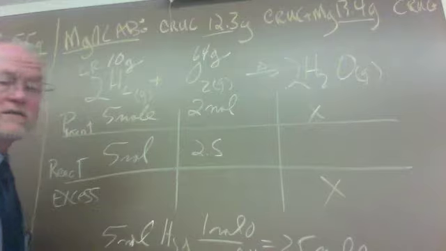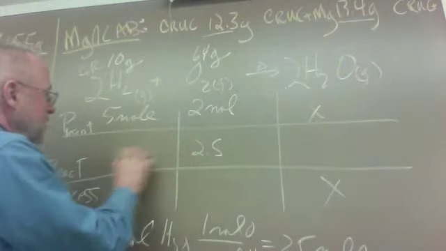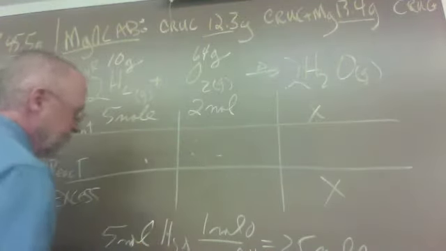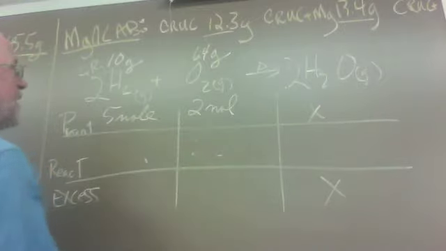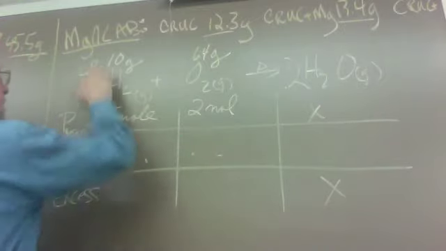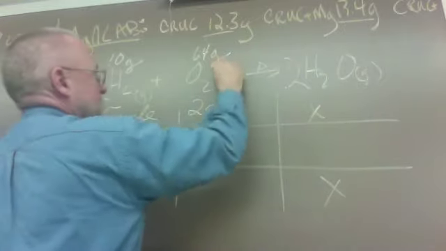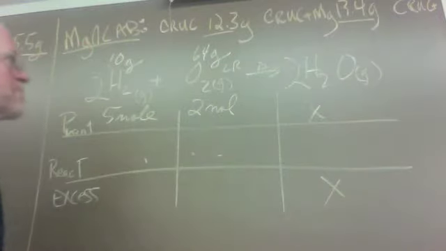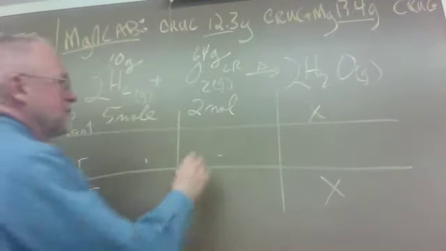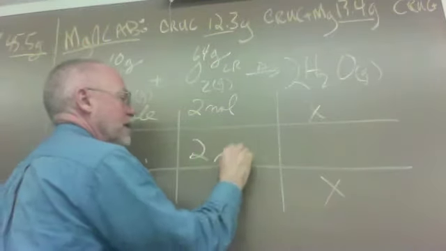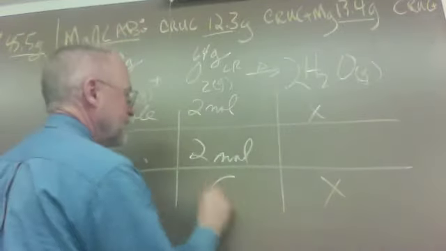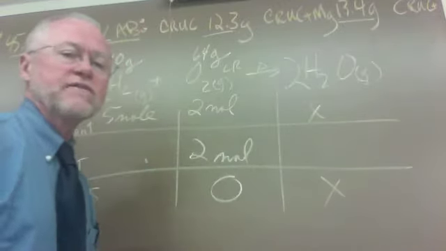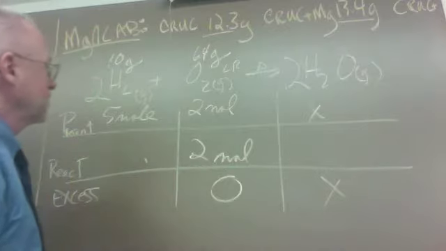So let's go back and redo our table here. Okay? Let's change this, and we'll go ahead and erase this. And we'll say that the oxygen is a limiting reactant. We've discovered that now. Okay, so if the oxygen is a limiting reactant, then all of it will react, all 2 moles, and that would leave no oxygen left. Okay, it's a limiting reactant.